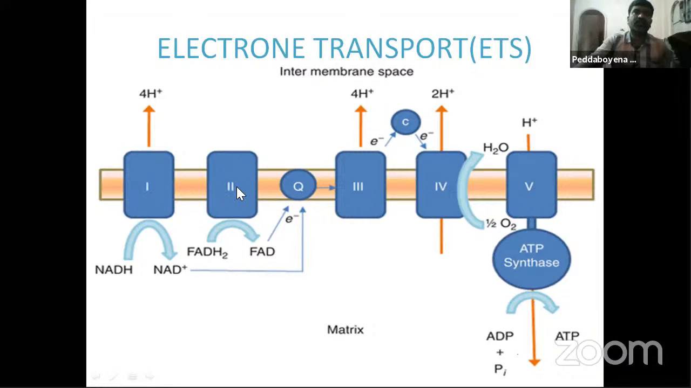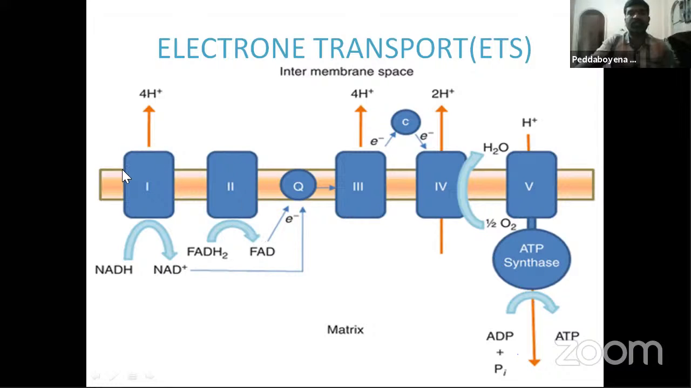And next one, complex 2. Complex 2 means succinate. In the Krebs cycle, FAD is oxidized, as we can observe in the succinyl coenzyme A to succinic acid to fumaric acid formation. The FAD is oxidized. So that's why here it is succinate. In this complex 2, the prosthetic group is FAD.